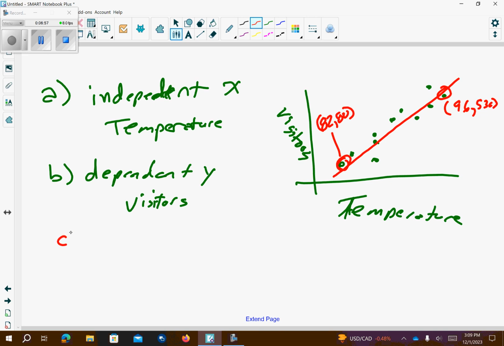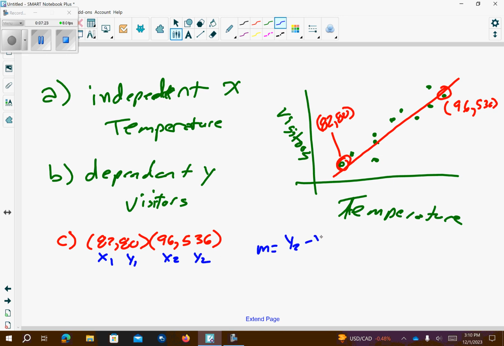So for letter C, I'm going to pick the 2 furthest away points that are pretty close to being on the line of best fit, because realize you don't have a line of best fit drawn there. So I'm going to pick these 2 data points. Okay? From there, we need to create our equation. So I'm going to call this x1, y1, x2, y2. We've been doing this. The slope equation is y2 minus y1 over x2 minus x1.